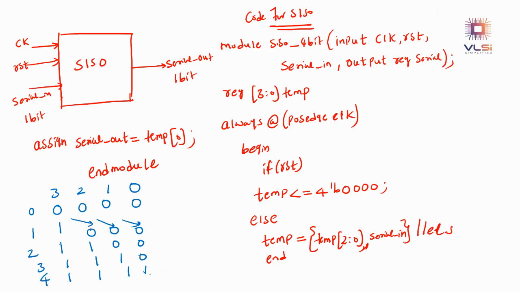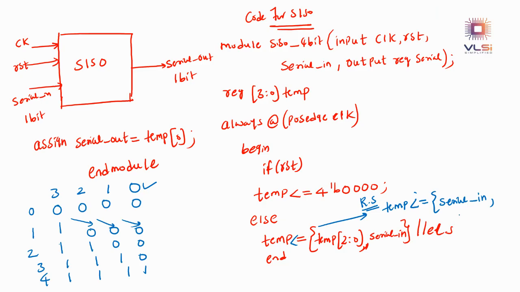So this is left shift. Suppose if it is right shift, here I can write temp equal to what? Temp equal to temp, so here I need to use a non-blocking statement. So you are inserting the data serially. So that is serial in, comma, and here what we can write, serial in, comma.